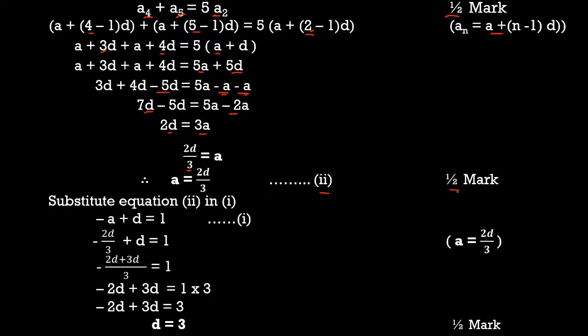Substitute equation number 2 in equation number 1. Minus A plus D is equal to 1. Minus A is 2D divided by 3, plus D is equal to 1. Here the LCM is 3. Minus 2D plus 3D divided by 3 is equal to 1. Minus 2D plus 3D is equal to 1 into 3. Minus 2D plus 3D is 1D, or D is equal to 1 into 3 is 3. D is equal to 3. Half marks for finding the value of D.